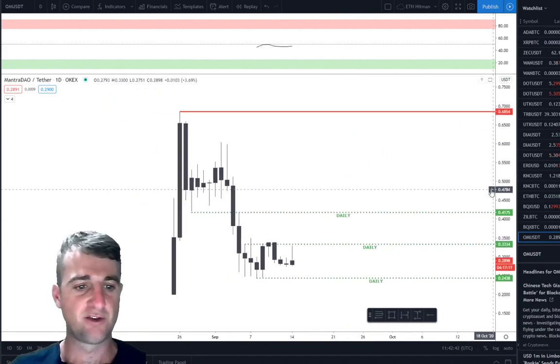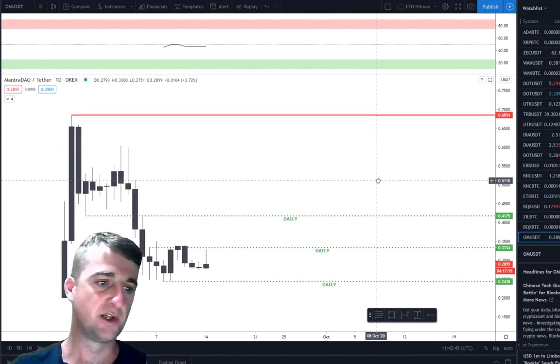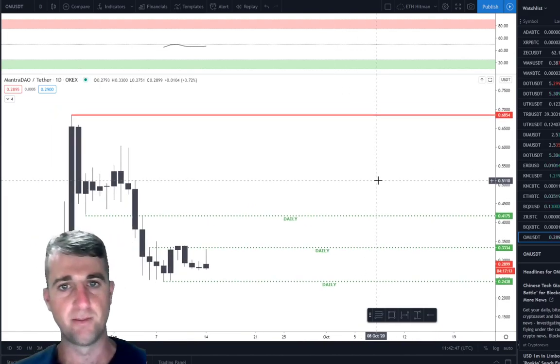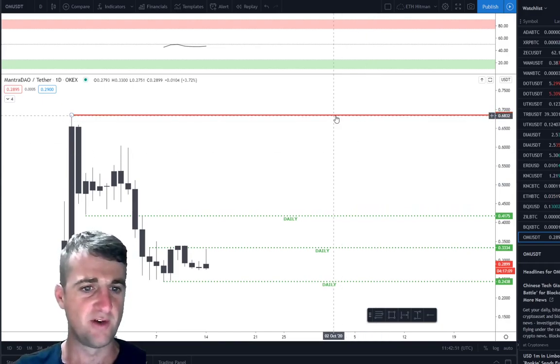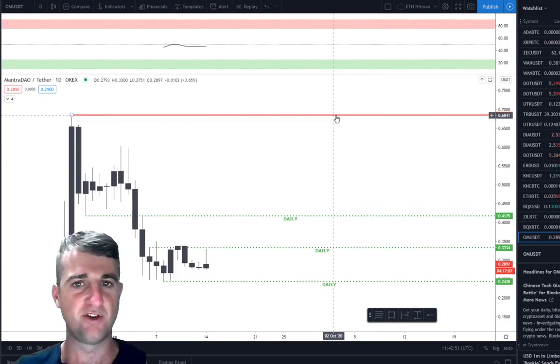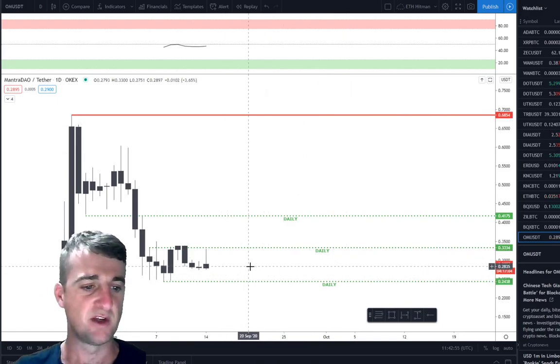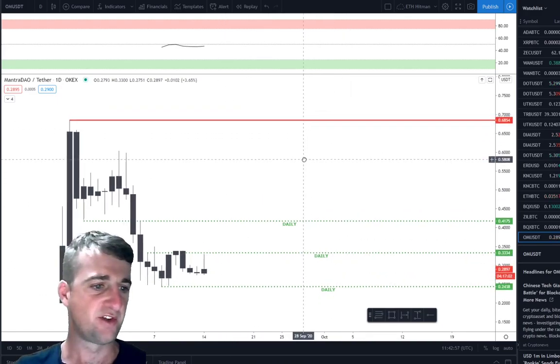With regards to price prediction, it is a complete unknown. This coin has not gone through a bear market. It is a new project, and we've already hit these levels, so that is the first major target to hit whenever you're buying in at these levels. So that will be the first target for you to buy.